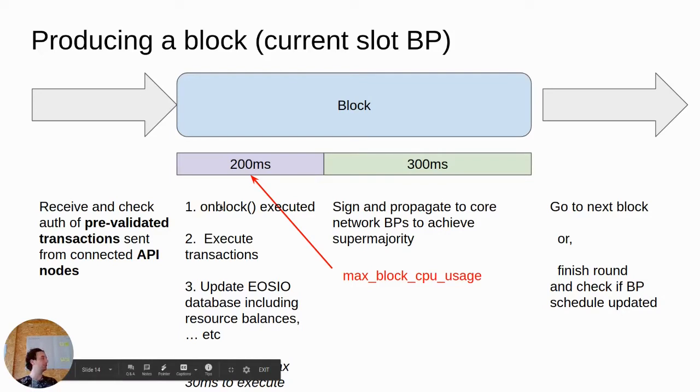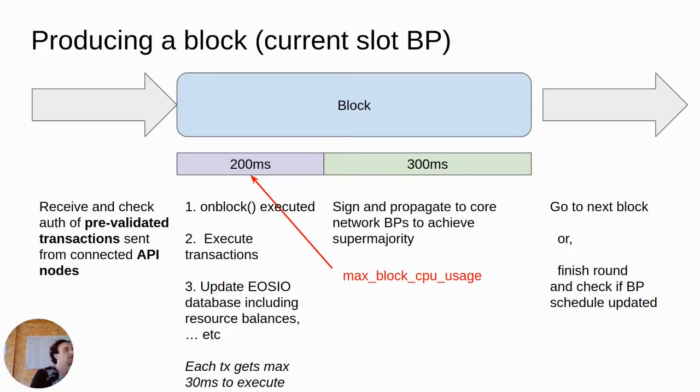So the first thing they do in the block is execute the onblock action. That has to be the first action in every block. If you don't do that, then nodes will not sync it. Then they execute the transactions they've got in their group by order of when they were received. As they do that, they're updating the EOSIO database as needed and doing resource accounting. They're billing people for RAM and other things that need to be done, which we'll go into a bit later.